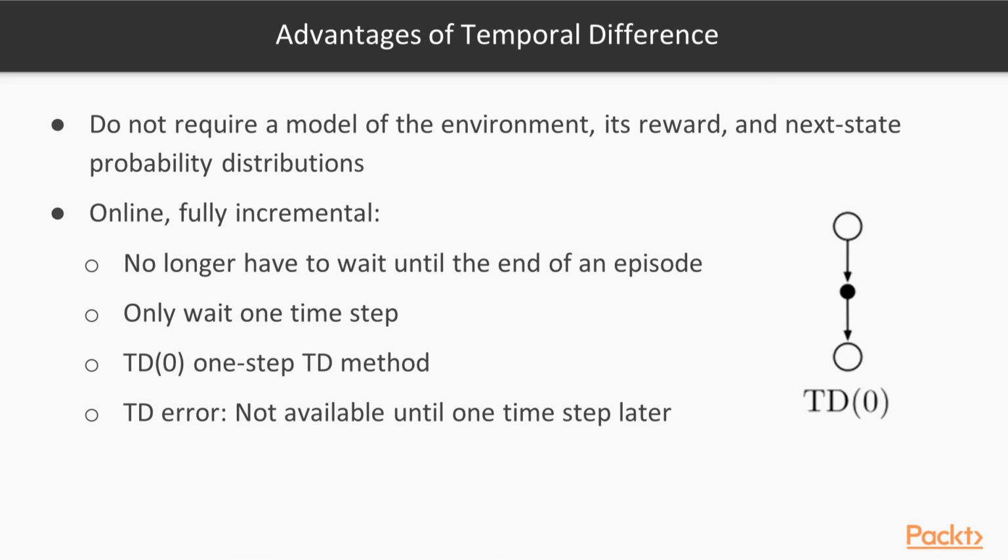So, some of the advantages of temporal difference. Temporal difference methods combine basically the sampling of Monte Carlo with the bootstrapping of dynamic programming. They have an advantage over dynamic programming methods in that they do not require a model of the environment, like Monte Carlo. And its reward and next state probability distributions do not need to be known either.